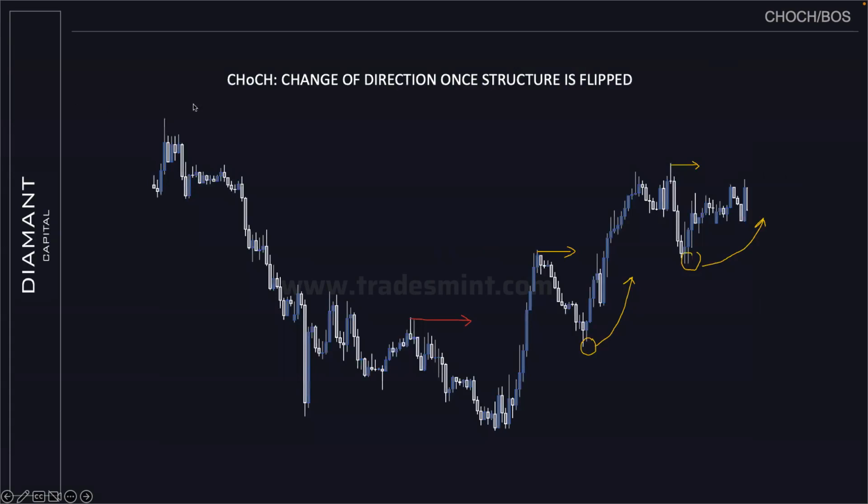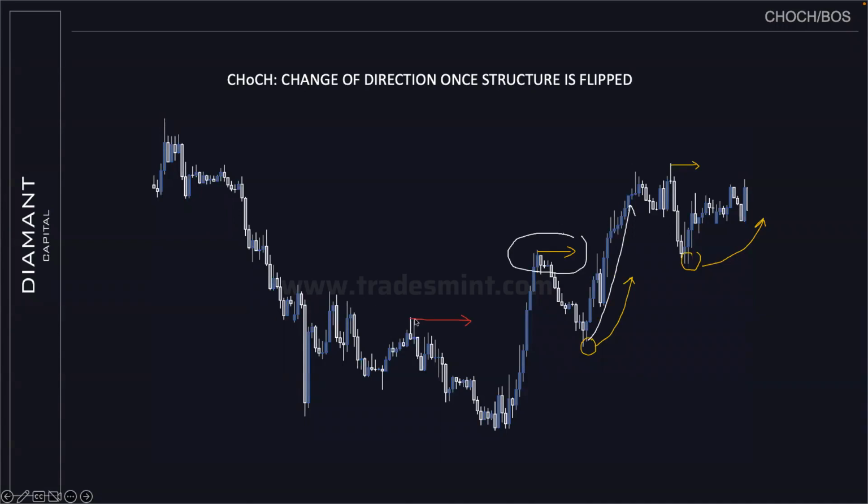So the change of character is that change of direction once structure has been flipped. As you can see, the primary high that we did have over here, once we've broken past that, we are now looking to have breaker structures upwards. Let me just annotate this really quickly as well. This area right here, once we break past that as well, now we can start to look for another continuation trade.